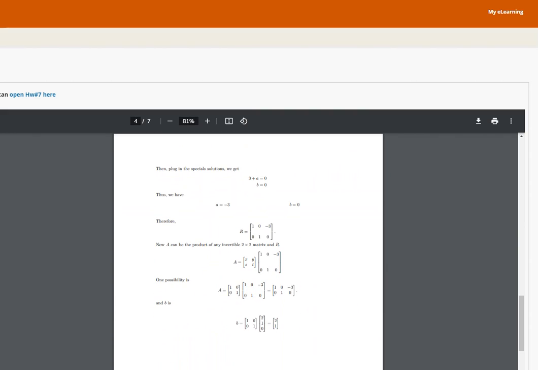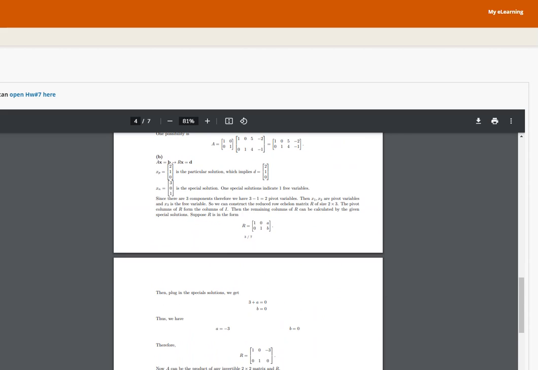Yeah, it's the same problem, except for the special solution we're given 1, 1, 1, right? Which is a little harder to work with because we don't have a 0 in there. But I'm not sure if that makes a difference. No, it does not.